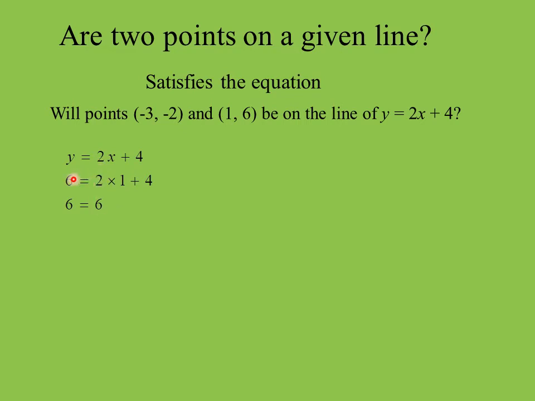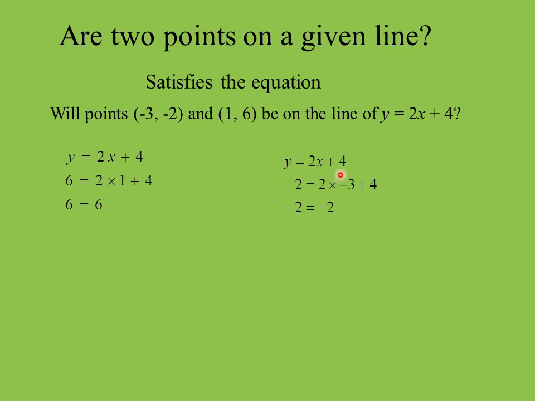This equals 6, this equals 6. Okay, 6 is equal to 6. That's what we mean when we say that it satisfies the equation. Because we ended up with 6 over here and 6 over there, that satisfies the equation. That coordinate will be on this line when we graph it, and I'll show you that in a minute. Let's, however, look at the other one, the same equation, but we'll use these coordinates now.